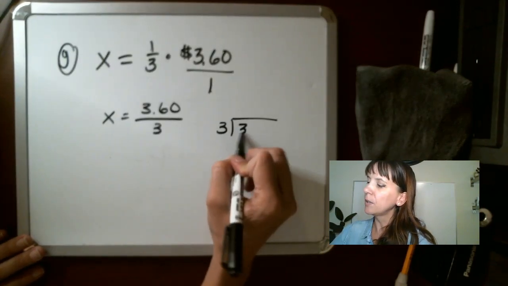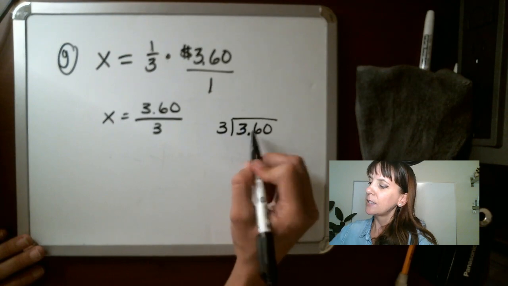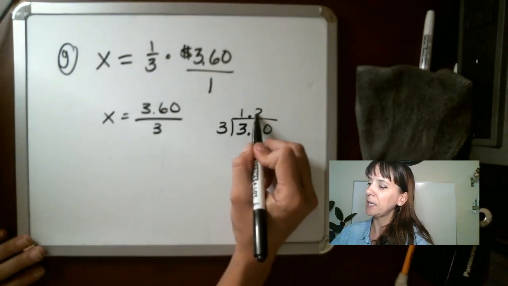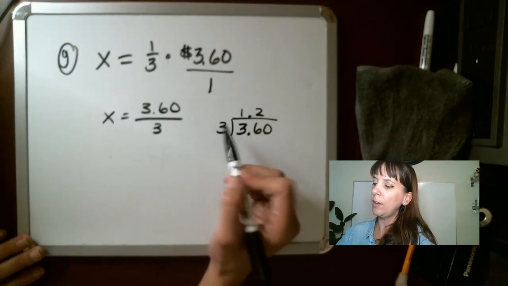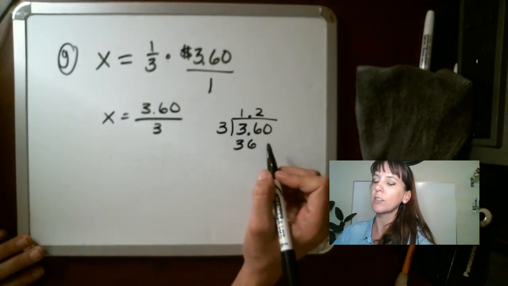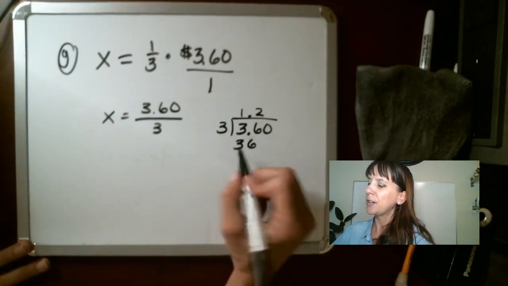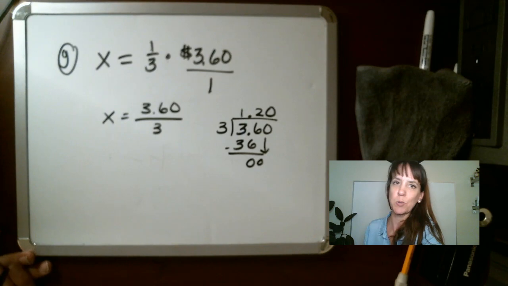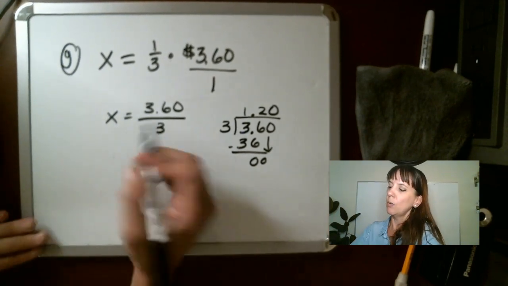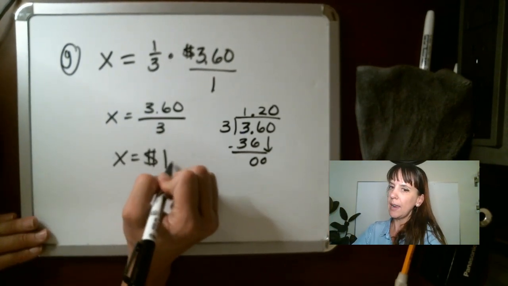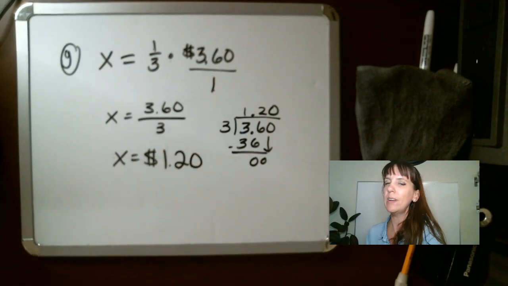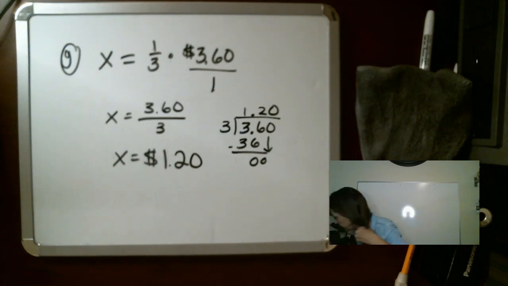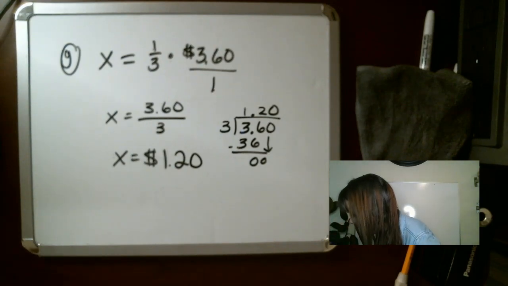3 goes into 3.60. So we bring that up. We know that 12 goes into 36, so we can actually cut some time here. So 3 goes into 36 12 times. So we get this minus, bring down a 0. We got to slap another 0 on out there because we're talking about dollar signs, okay? So x equals $1.20. All right. So that was it then for lesson 6.